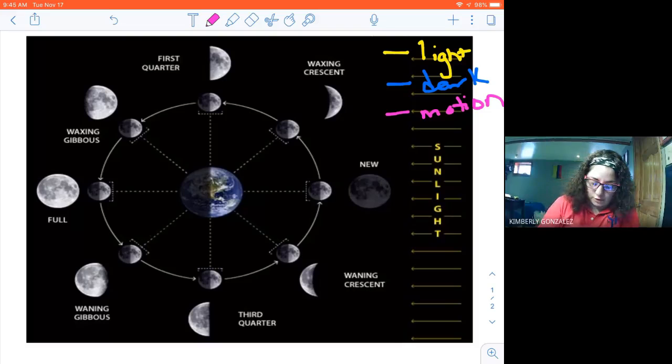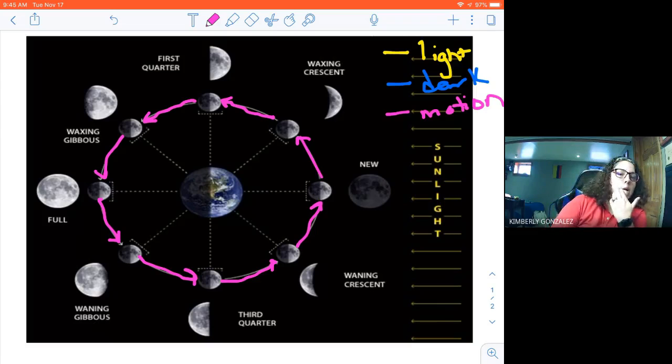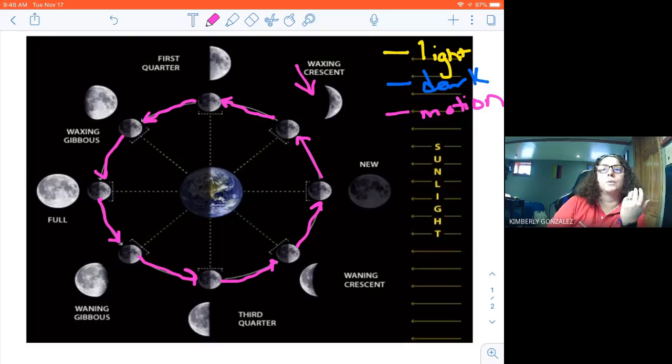All right, so first thing you want to take into consideration is the motion of the revolution, right? So it's going in a counterclockwise fashion. The moon in its orbit is going to be moving counterclockwise. All right, that's the first thing. These outer moons are the pictures, like right here. Those are the pictures of how we actually see it from Earth. Okay?